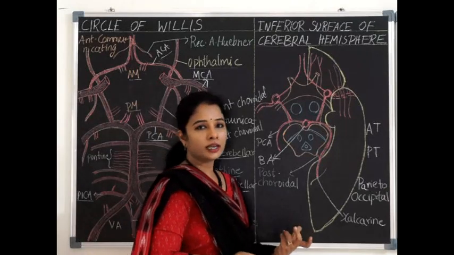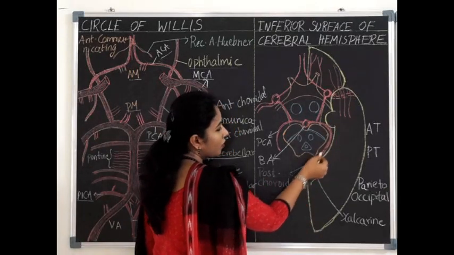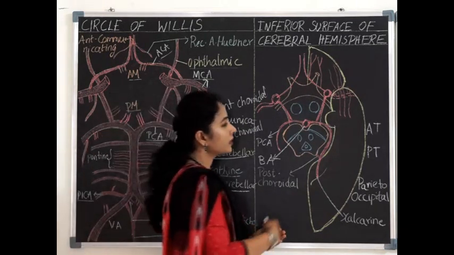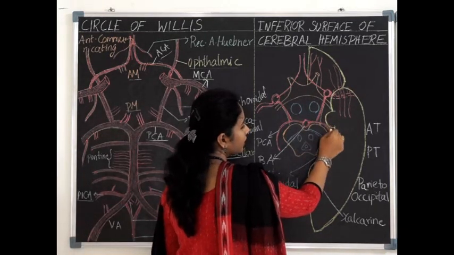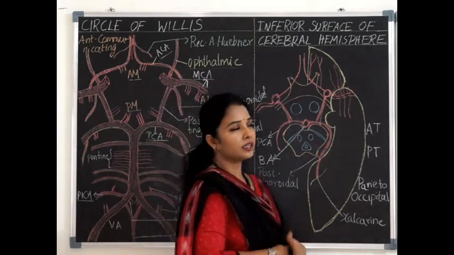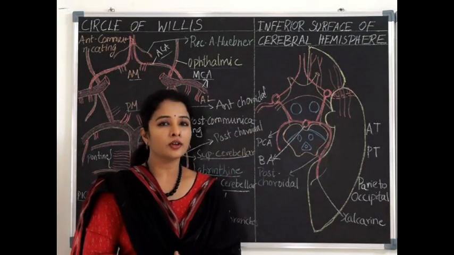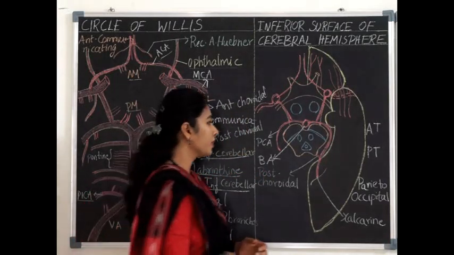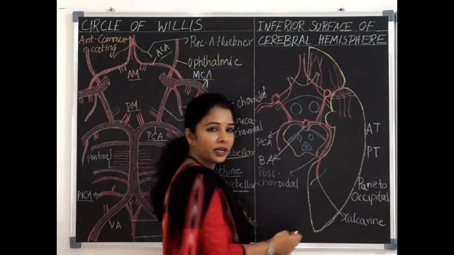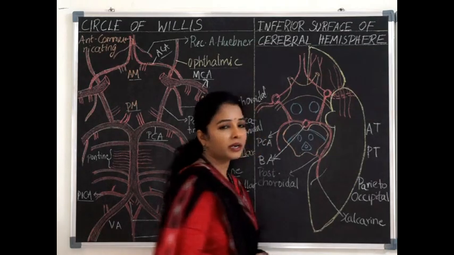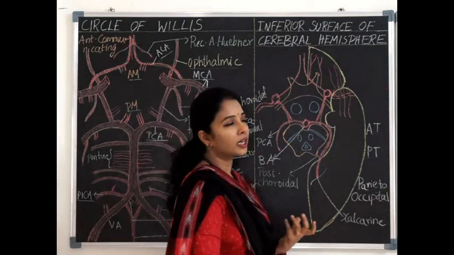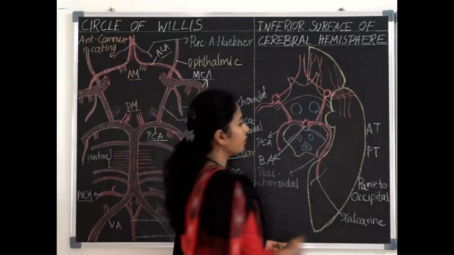This posterior cerebral artery winds round the midbrain. We can see the cut section of the midbrain. The inferior side of the midbrain is wound round by the posterior cerebral artery, where it reaches the inferior surface of the brain and partly the medial surface of brain. The posterior cerebral artery gives off temporal branches, parieto-occipital branches and the calcarine artery or calcarine branch, which is the terminal continuation of posterior cerebral artery.